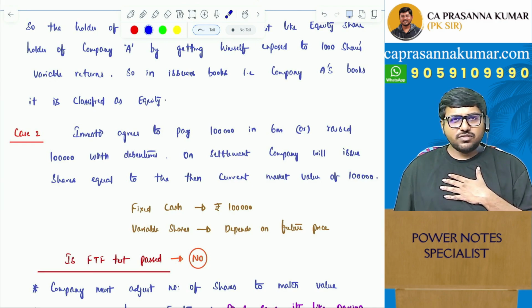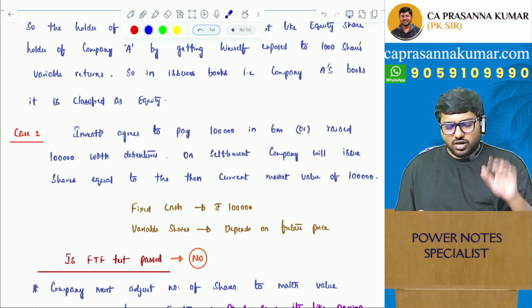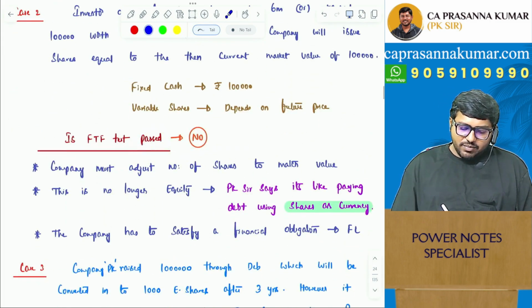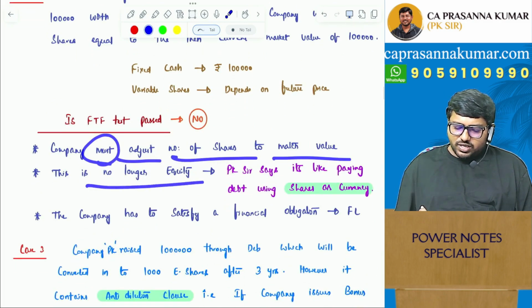So I did not satisfy the fixed to fixed condition. You know that if any one is not satisfied, it's gone. Fixed to fixed test is failed. So is it passed? Nope, it failed. Because the company must adjust the number of shares to match the value. This is no longer equity.